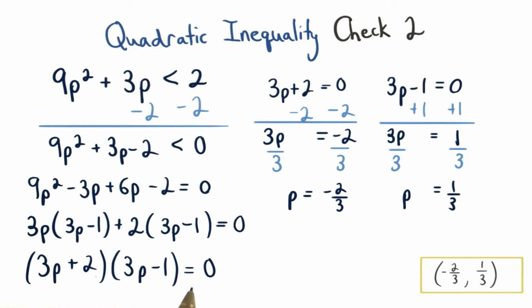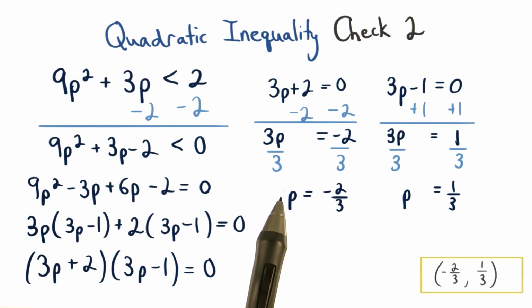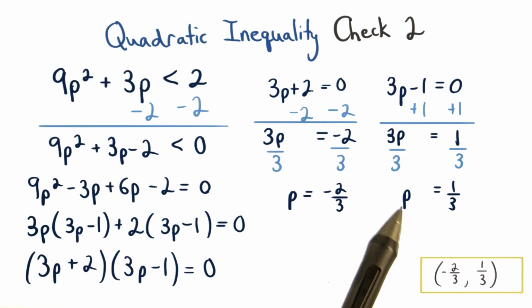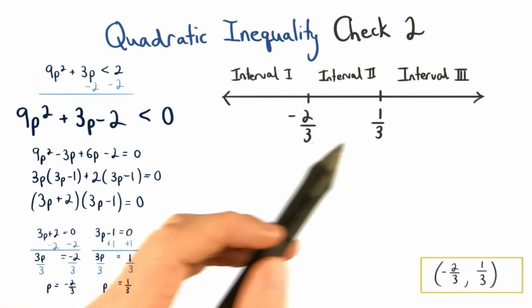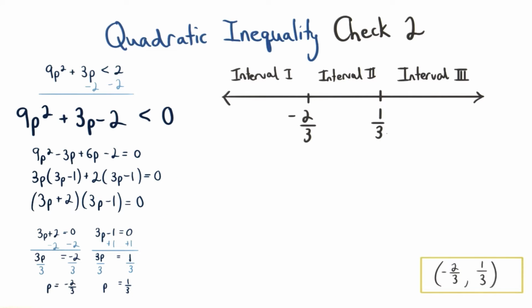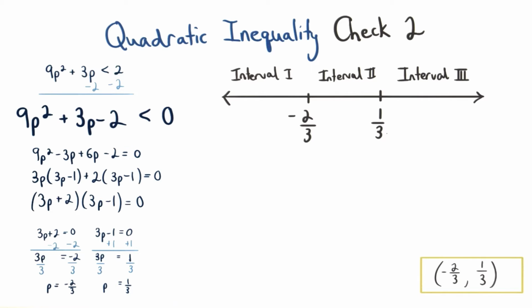Next, we set each factor equal to 0, and then we solve for the values of p. So p could equal negative 2/3, or p could equal positive 1/3. Next, we use our two zero values to create 3 different intervals. And now it's just a matter of testing each one to see which ones are part of the solution.